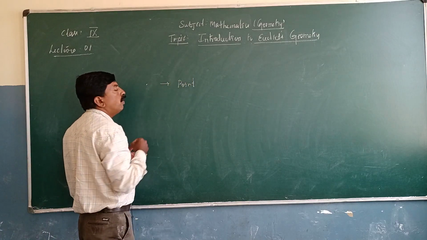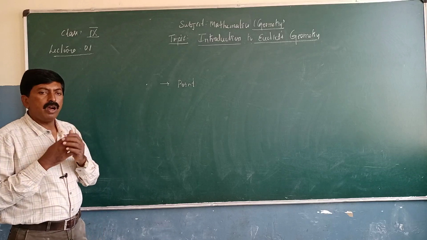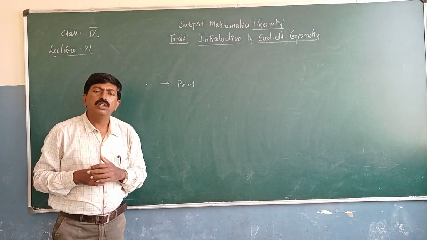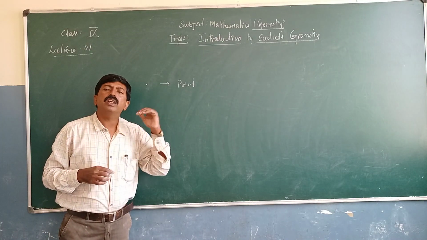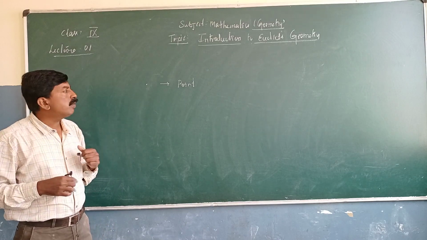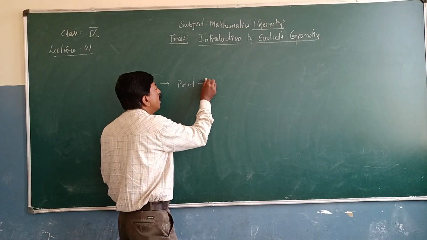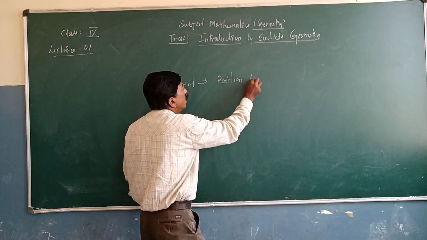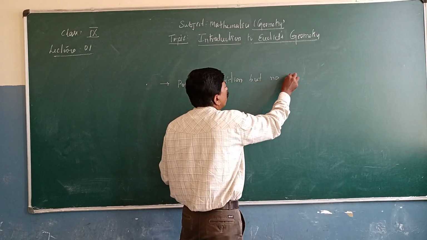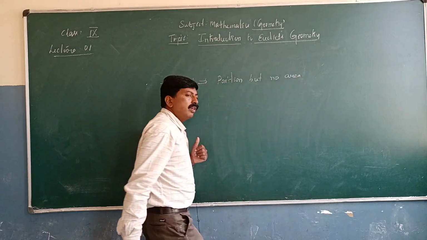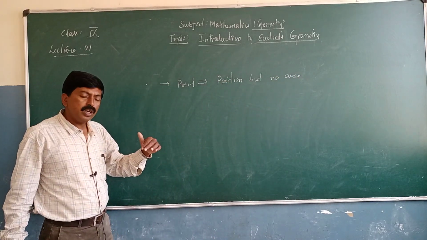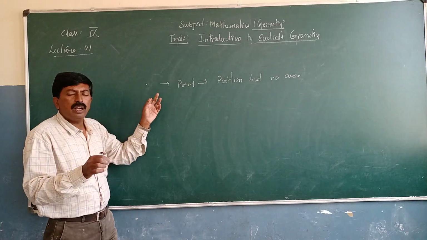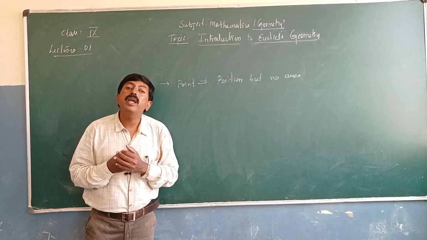So what is a point? Remember, observe carefully, just a dot I marked on a board. That thing we can call a point. A point has position, but no area. It has a position, but no area. Just a point we plotted on a board. That is called a point.